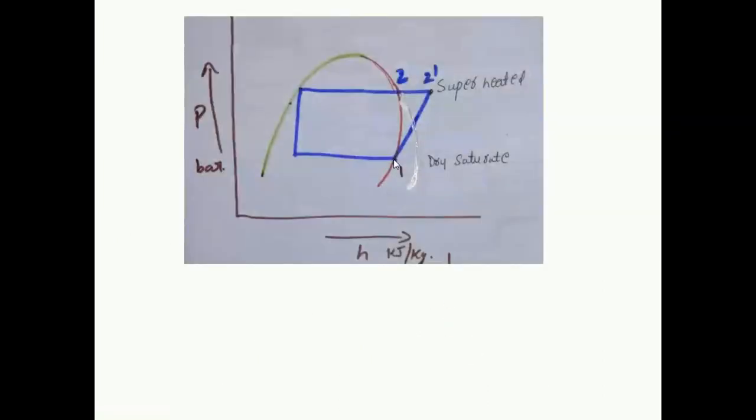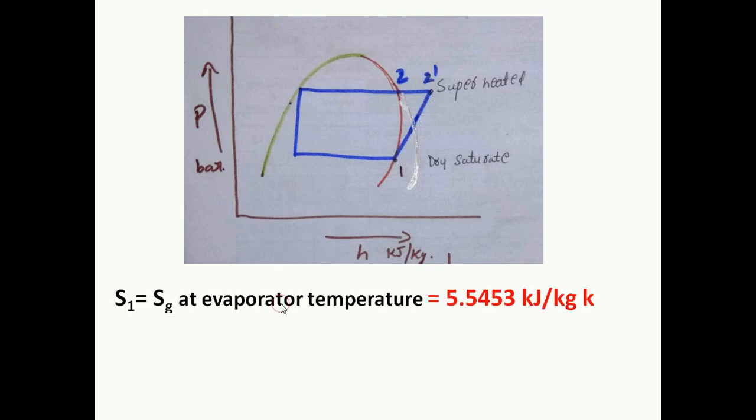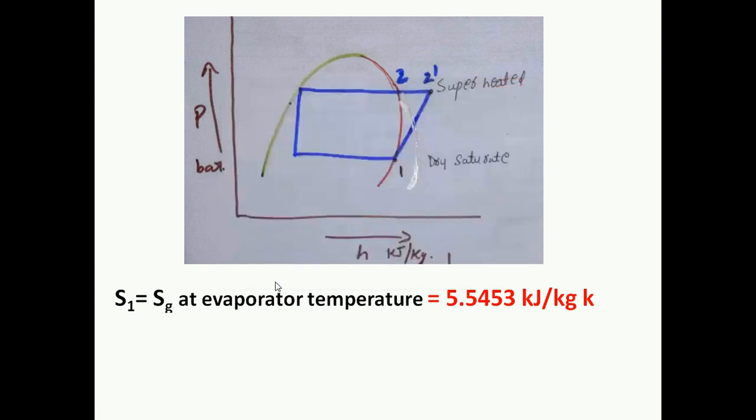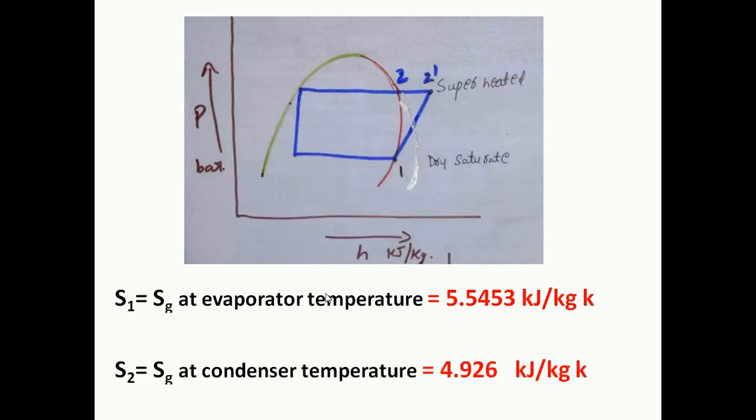Therefore, for 1 to 2 dash, this will be the equation. S1 is equal to Sg at the evaporator temperature. S2 is equal to Sg at the condenser temperature, that you know. S1 is equal to S2 dash. Getting?